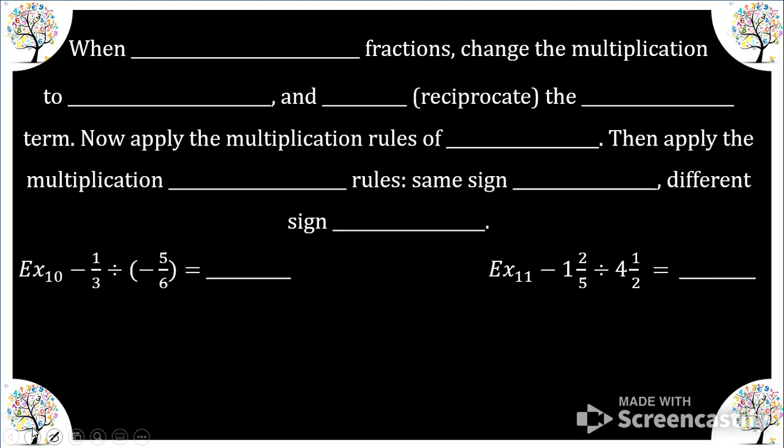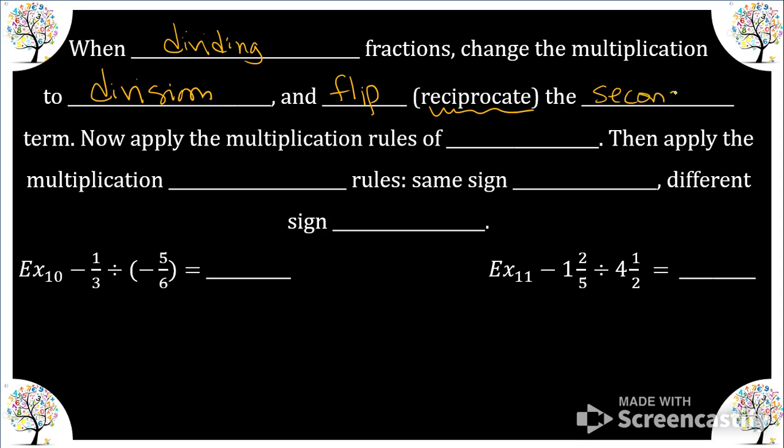Very easy. Now let's take a look at when we are dividing. Again, not as many calculations as adding and subtracting fractions. So when dividing fractions, change the multiplication to division, and then reciprocate or flip. Reciprocate is the mathematical term. The numerator and denominator get switched around on the second term. Then we're going to apply the multiplication rules of integers.